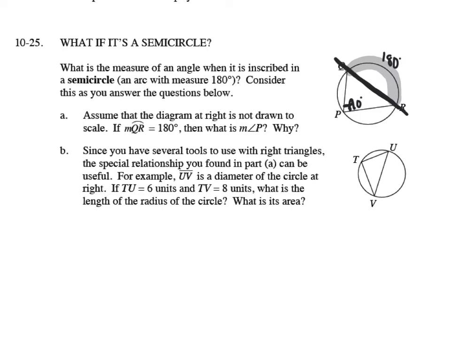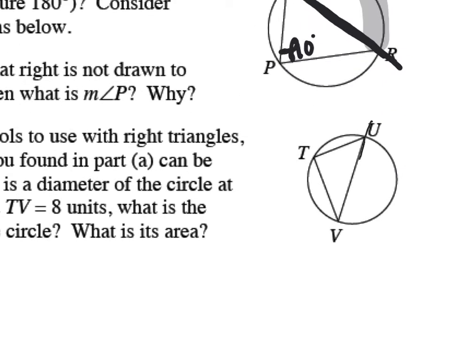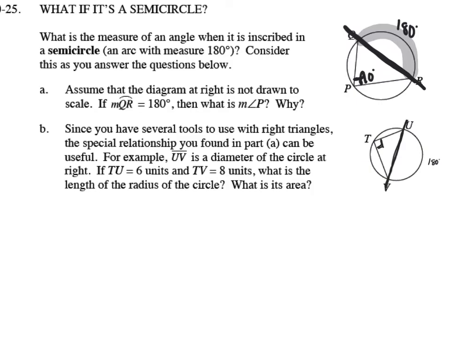At part B, it says you have several tools you can use with right triangles. The special relationship you found above can be useful. For example, in this case, UV is a diameter, which means it cuts through the center of the circle. So this arc is 180 degrees, and I know this angle here then has to be 90. And then it gives me a little more information. It says if TU is 6 and TV is 8, what is the length of the radius of the circle?